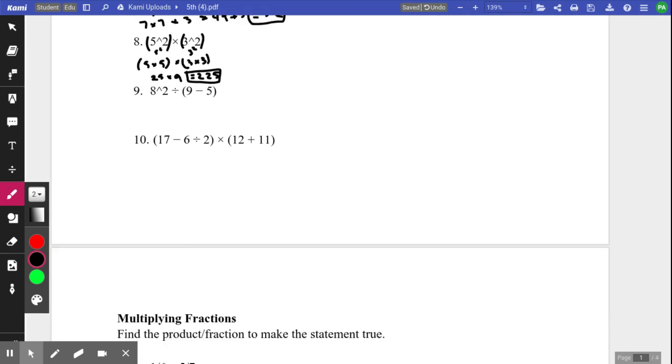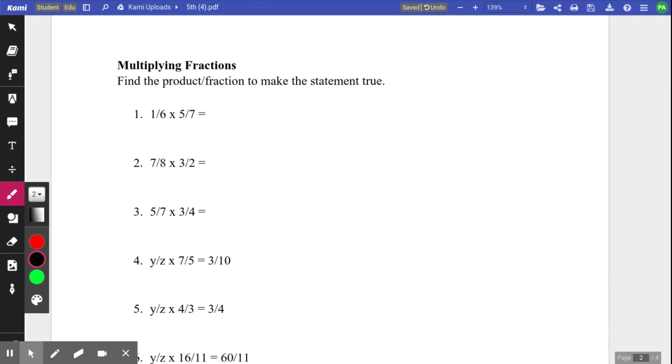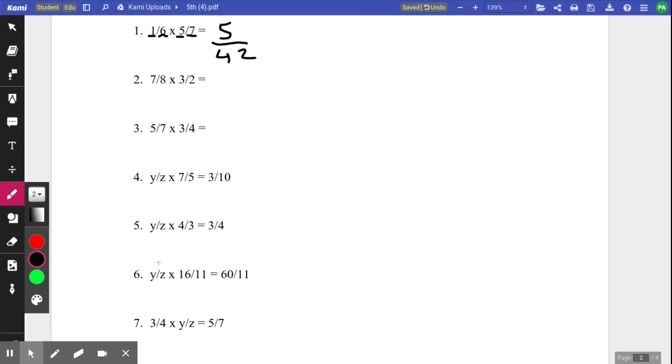Okay, now the next one, multiplying fractions. So we already know how to multiply simple fractions like number 1. You just multiply across, so what you would do is multiply 1 and 5, which is 5 over, and then you will multiply 6, the bottom numbers, by 7, which is 42.